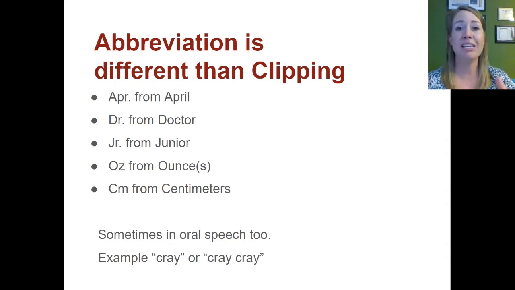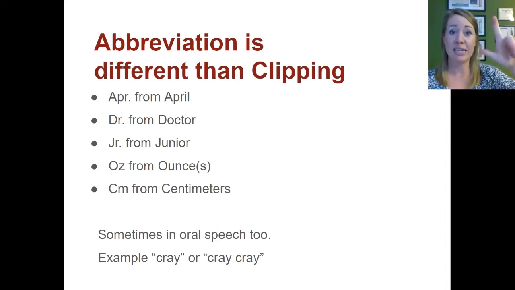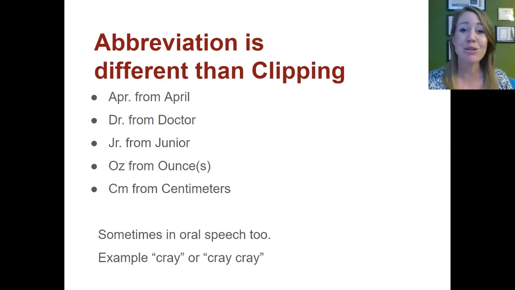Because the rule with clipping is we break off syllables. So we went from crazy to cray, crazy to cray, and then we said cray cray. So sometimes when you look stuff up online, you're going to get different answers, but I'm going to tell you the cray cray saying is more likely a better example of clipping than abbreviation, but sometimes when you look online, it will tell you that it's an abbreviation.